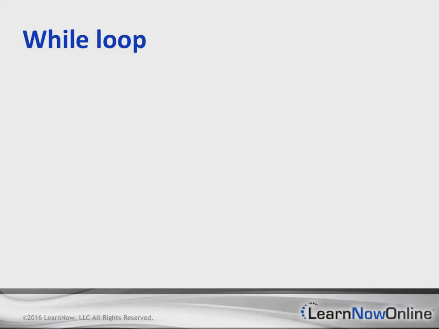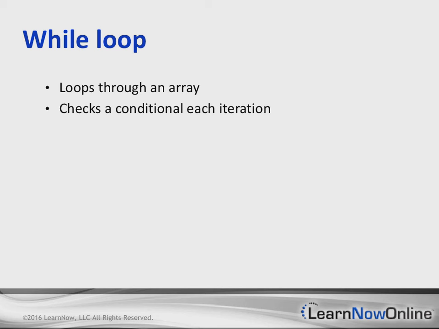The first loop that we're going to go through is the while loop. Now, the while loop loops through an array or a collection, and then it checks for a conditional each time. If it meets a condition, then it goes on and iterates through it again. If the condition is not met, so say it reaches the end of an iteration or the end of a collection, something like that, then it ends and it moves on to the rest of the program.